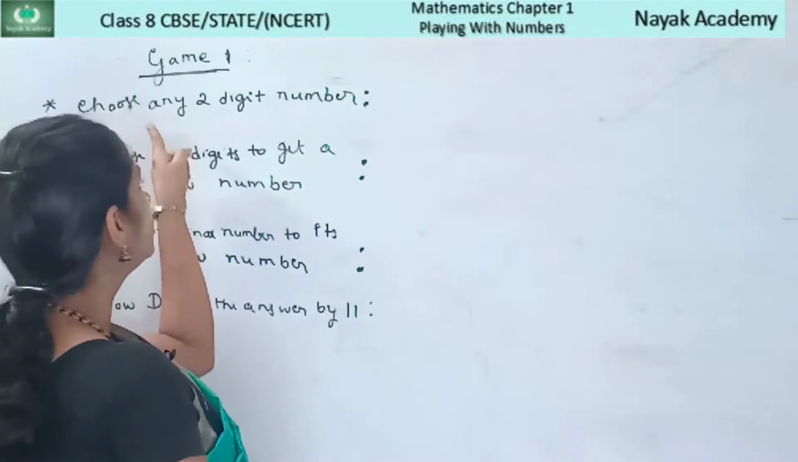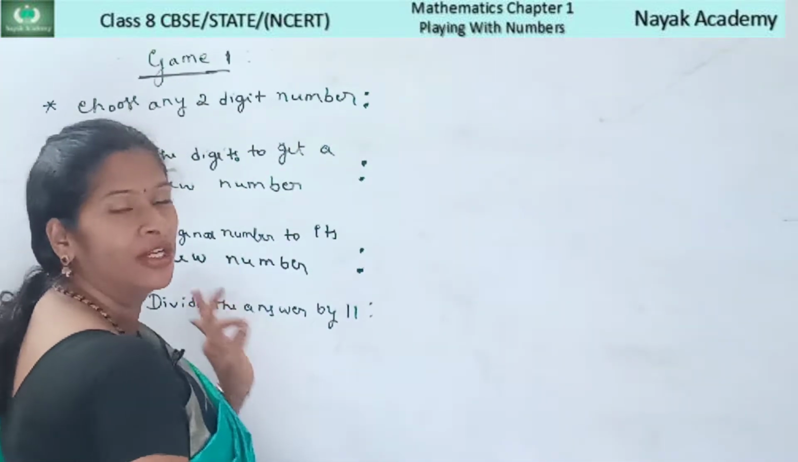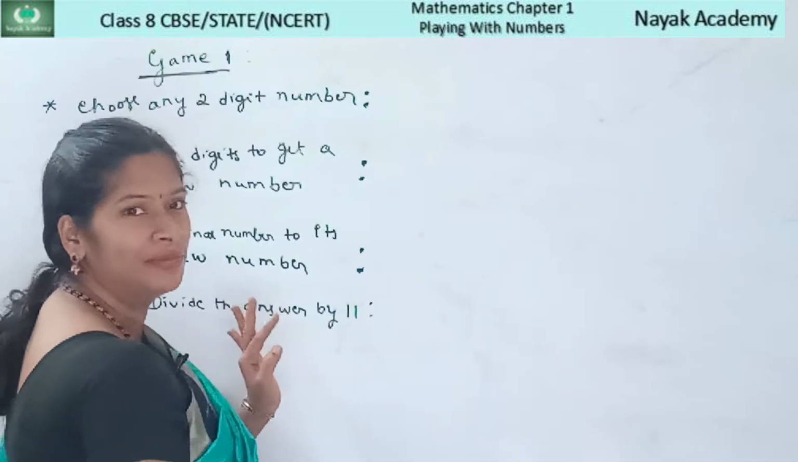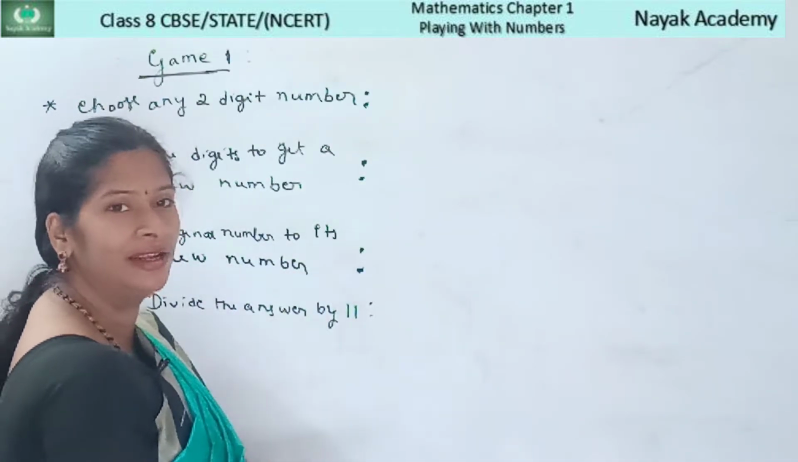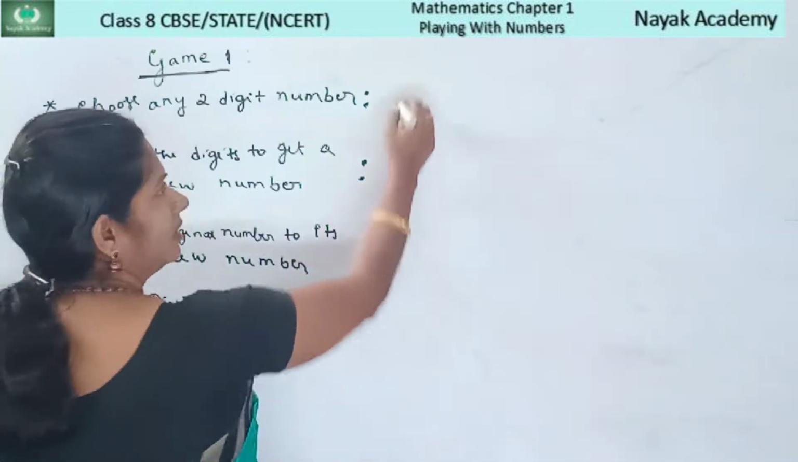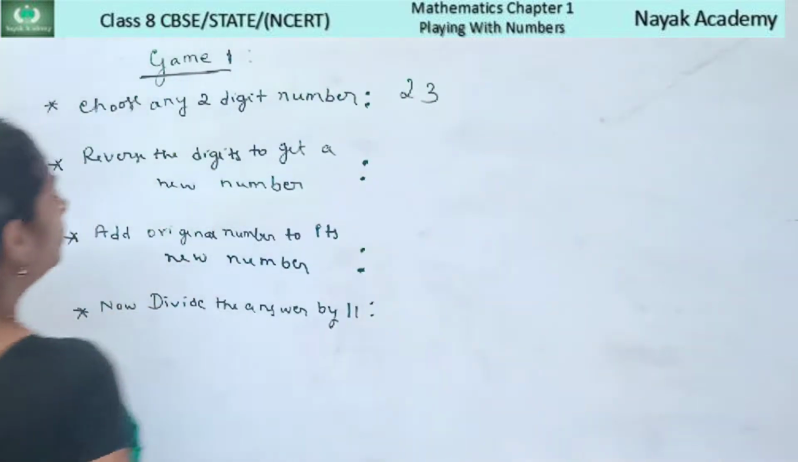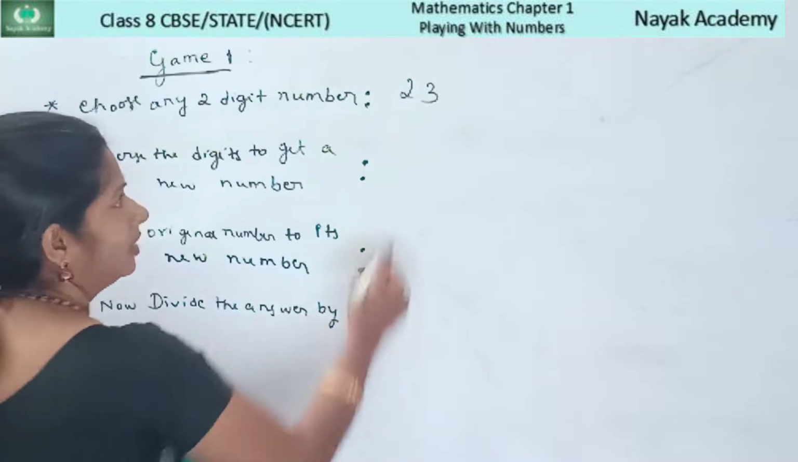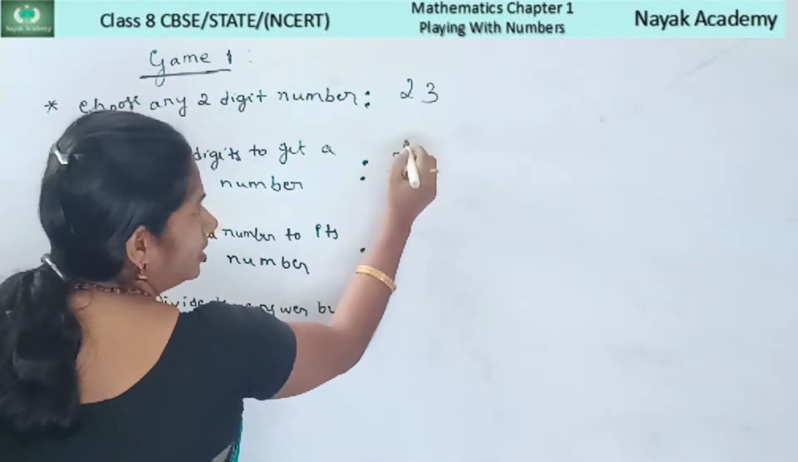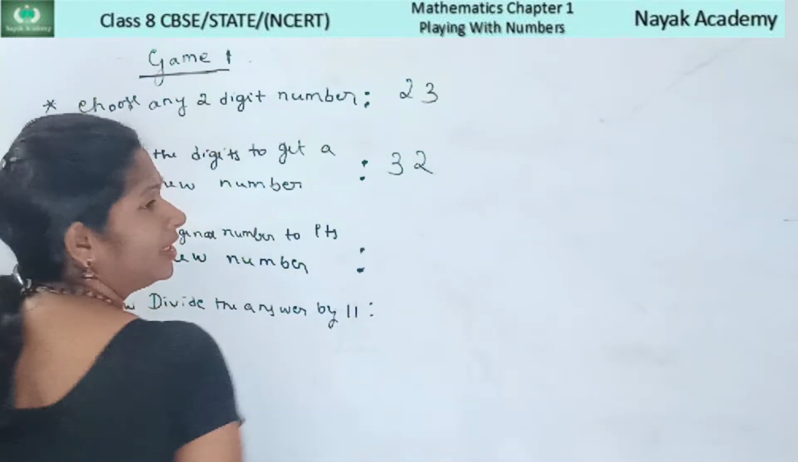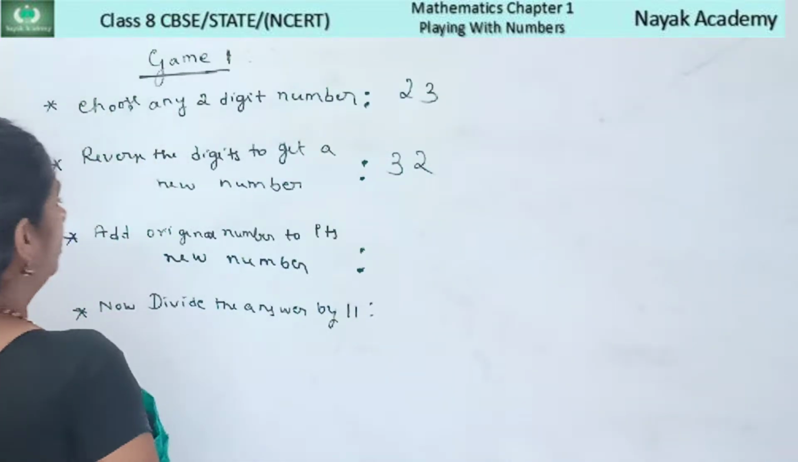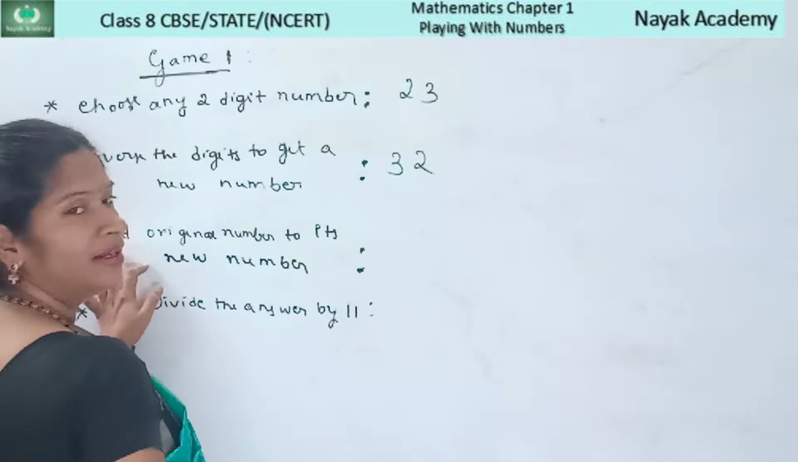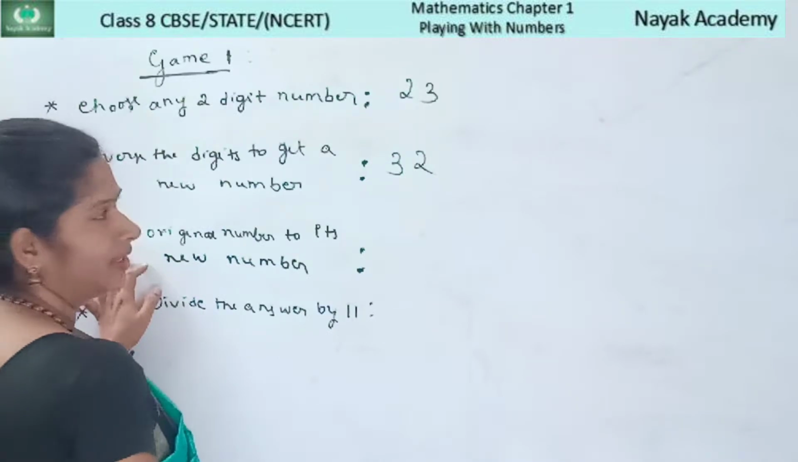You have to ask your friend to choose any 2-digit number. You can choose any 2-digit number from 11 to 99, any number you can choose. Now reverse the digits to get a new number. Reverse the digits to get the new number. Now add the original number to its new number.